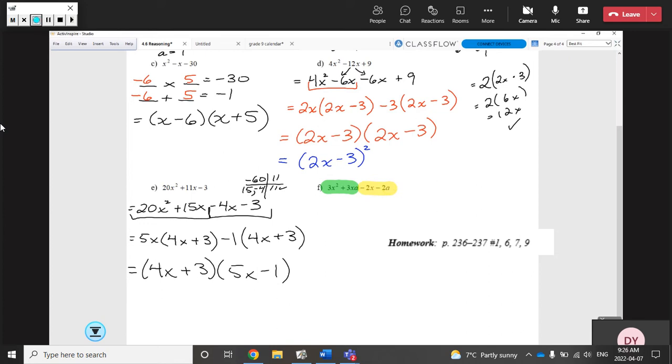So I think in the first two terms, we can take out a 3x, and we're left with x plus a. And then in the second, we can take out a negative 2, and we're left with an x plus a. And then, because they're both x plus a, we can go one step further, common factor out the x plus a, and we're left with 3x minus 2.